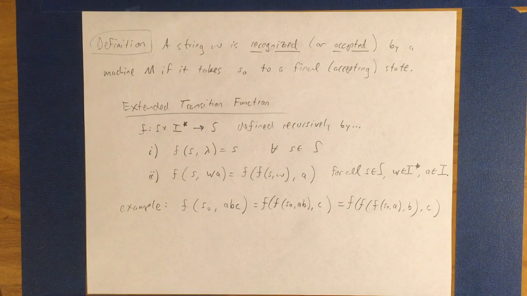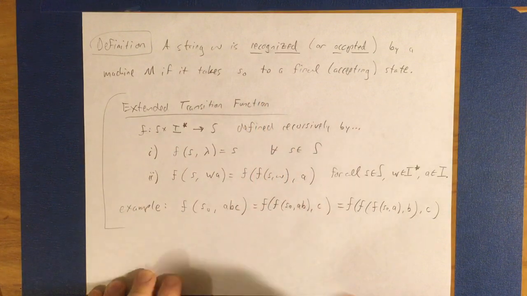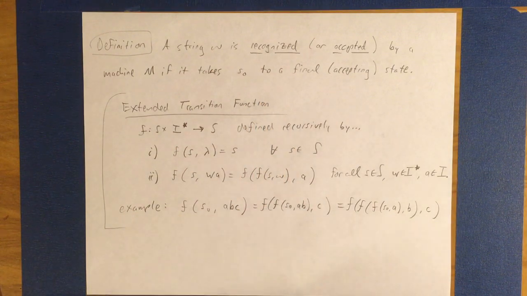Okay, so this is an extended version of the transition function, allowing us to basically have a notation to talk about what it means to input an entire string to a machine instead of just a single character from I.